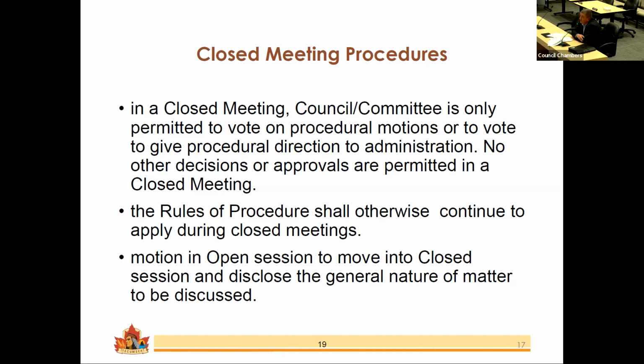The rules of procedure do still apply, to the extent applicable, in those closed meetings. And a motion in open standard procedure is a motion in open session to move into closed, and to discuss the general nature of the matter to be discussed. Next slide.